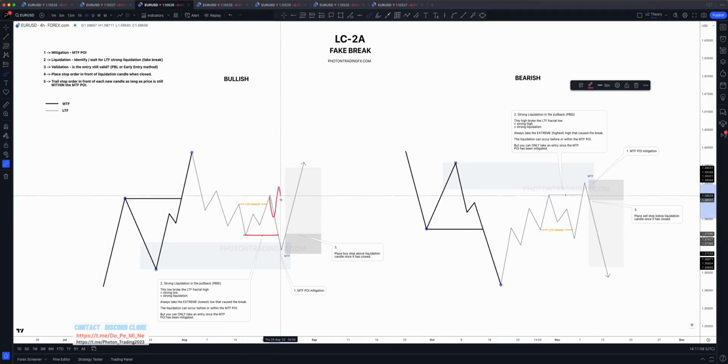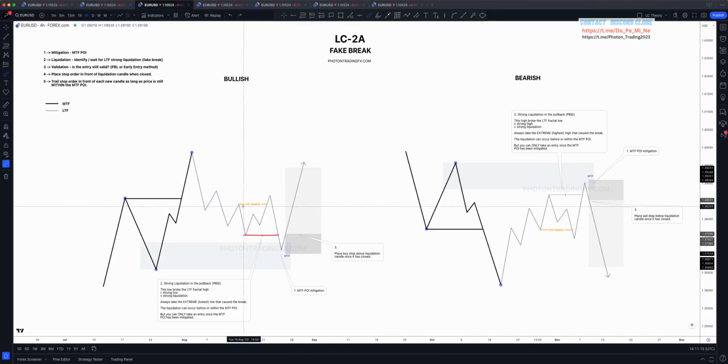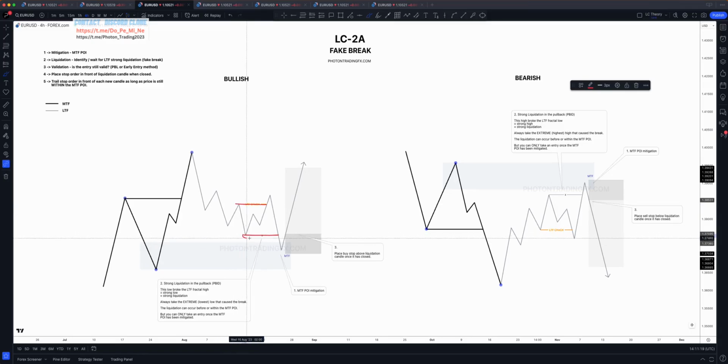If you see price doing this, it can chop around, it can go all the way up here, it can do whatever. It can take out all of these lows here. We're not interested. As soon as we get that first change of character here, we literally do nothing until that low is taken out. That's what we would be waiting for.